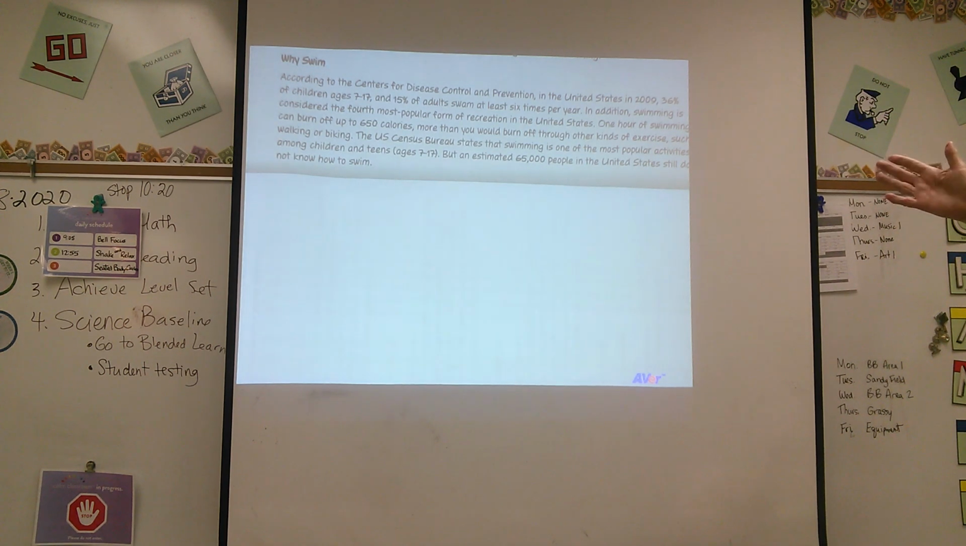Look at, according to the Center for Disease Control and Prevention, here's 2009, 36% of children ages 7 to 17 and 15% of adults swim at least 6 times per year. Every single sentence in this whole section has numbers in it. Okay? How do you hold all those numbers in your head? How do you organize? Okay?